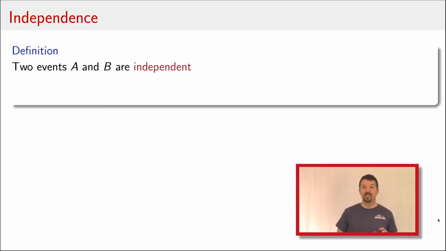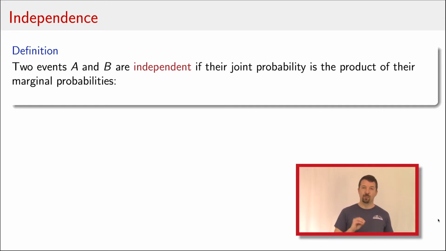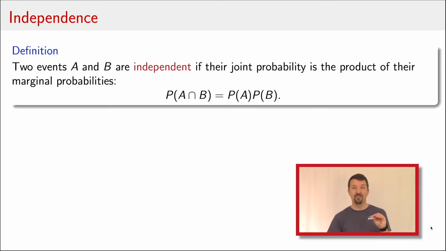So, the independence we're talking about today is the independence between two events, A and B, and two events A and B are considered independent if their joint probability is the product of their marginal probabilities. If we want to write that mathematically, we write it like this. The probability of A and B is equal to the probability of A times the probability of B. Now, that's the simple definition.